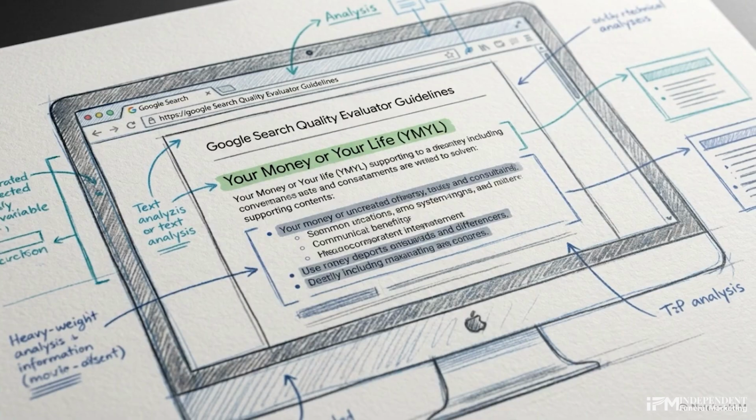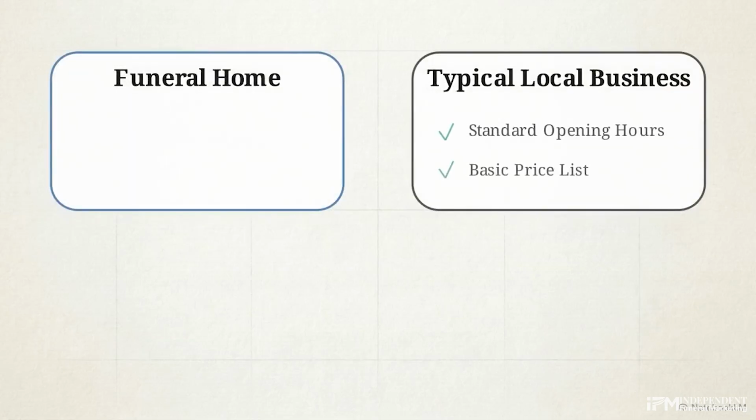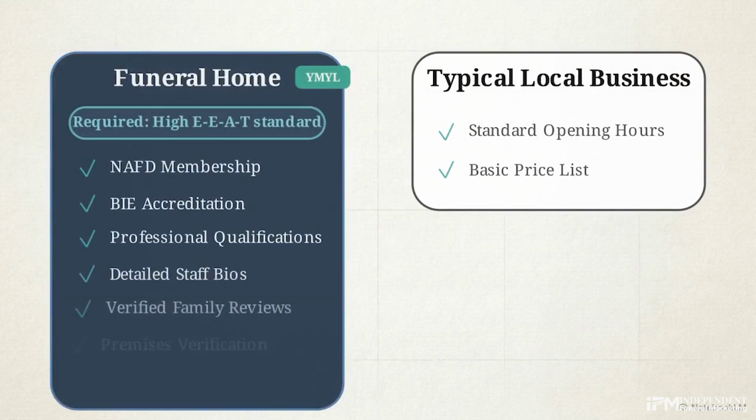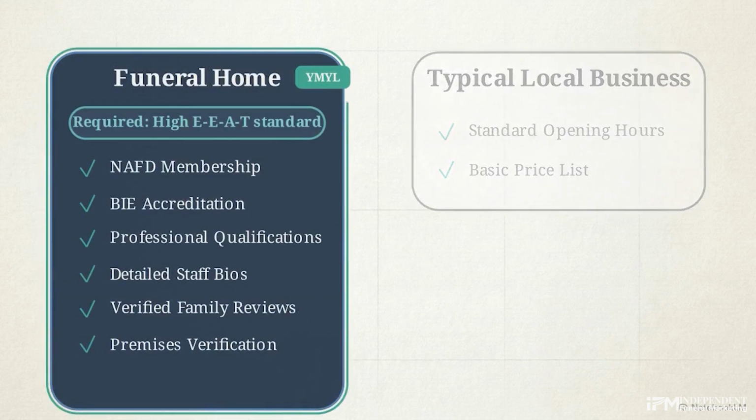Google classifies funeral home websites under a strict category called YMYL, which stands for Your Money or Your Life. Because your services carry massive emotional and financial impact, Google evaluates your pages using a much higher standard of trust than a typical local business.